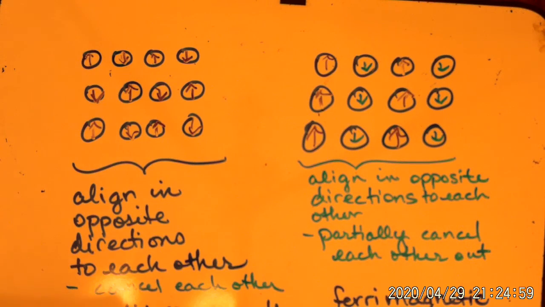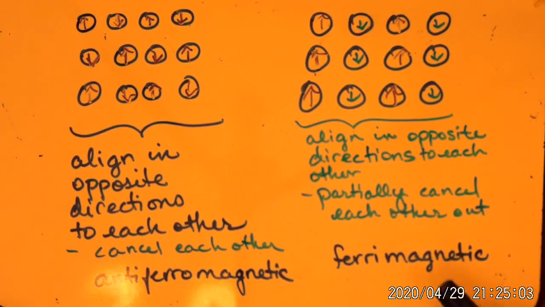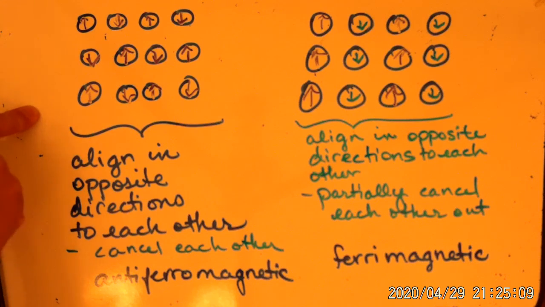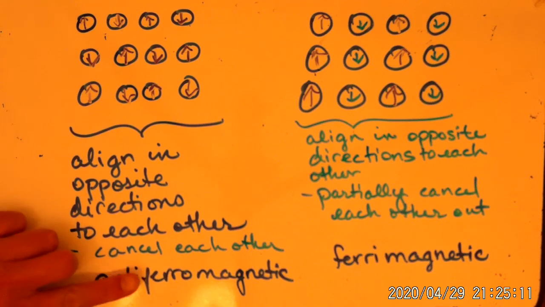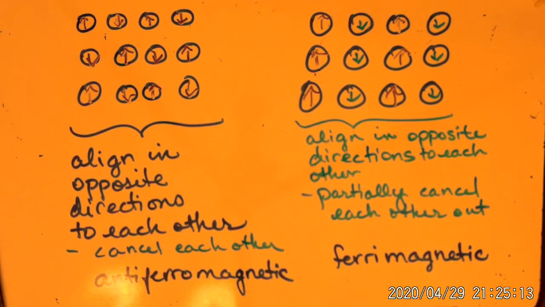So ferrimagnetic is a bulk property where they only partially cancel each other out. Anti-ferromagnetic is they completely cancel each other out. And ferromagnetic, they all align in the same direction, and they enhance their magnetic properties because of that. So those are the bulk properties for the magnetic properties that we're talking about. Okay, so let's move on.